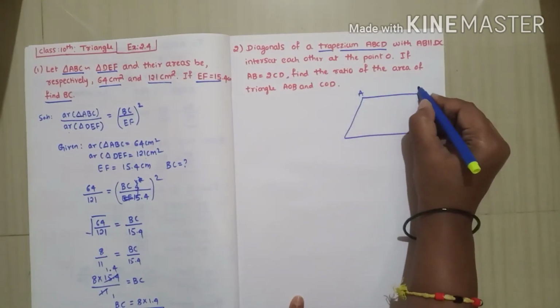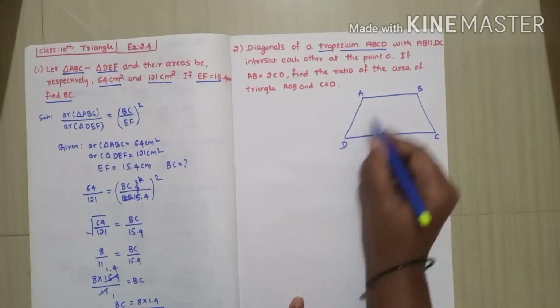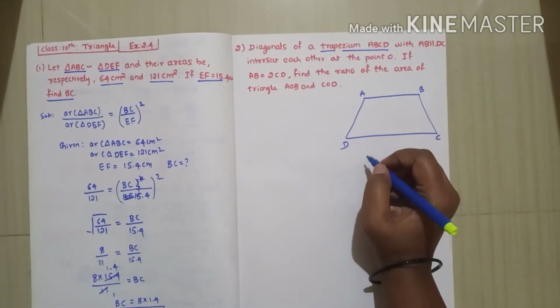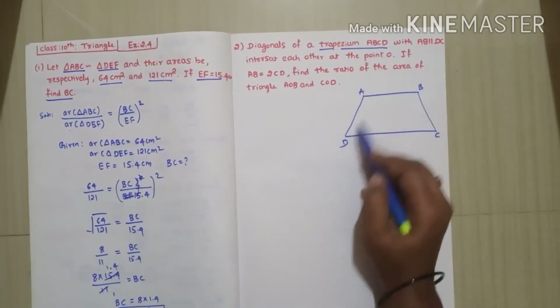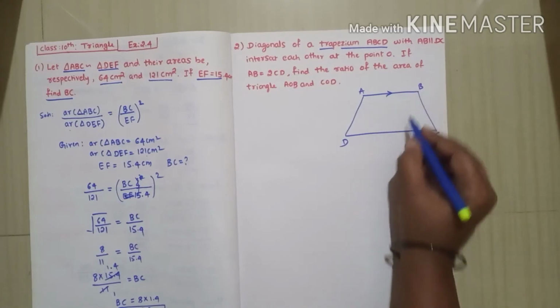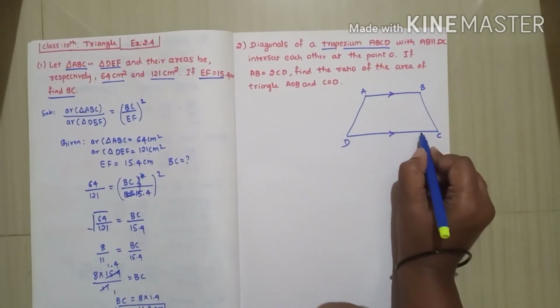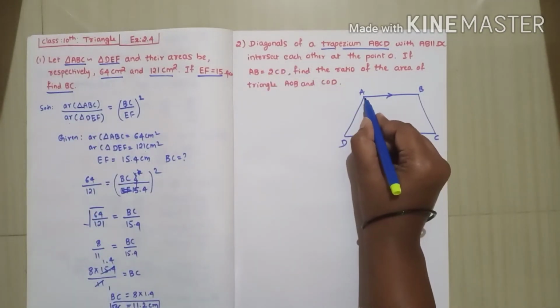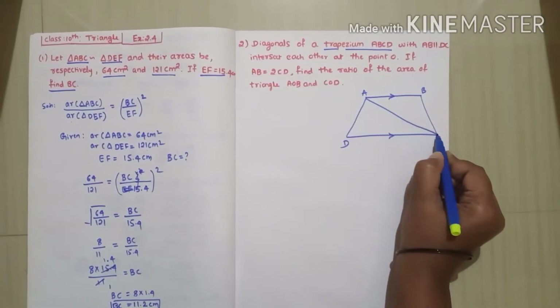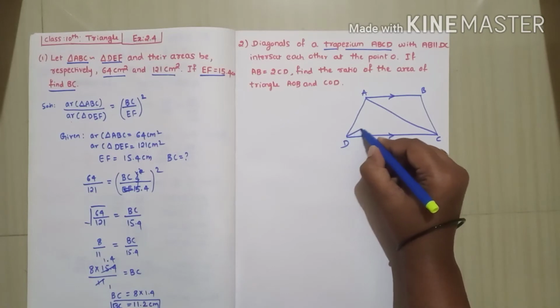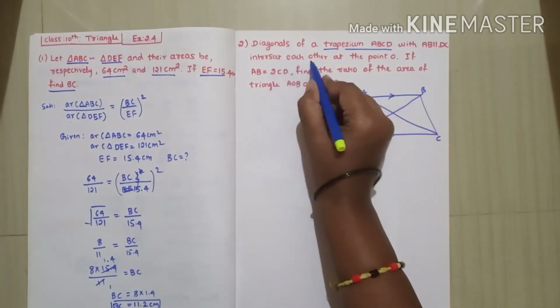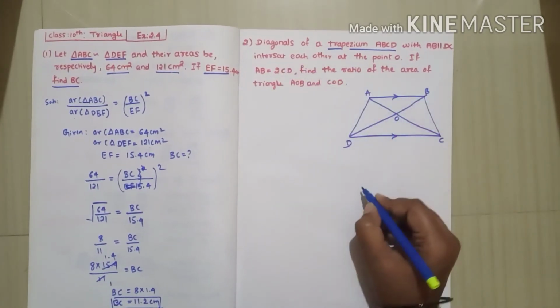A, B, C, D. In the order only you should write it. Diagonals of a trapezium ABCD with AB parallel to CD or DC intersect. The diagonals of a trapezium are intersecting each other at O. They are meeting at a point O.